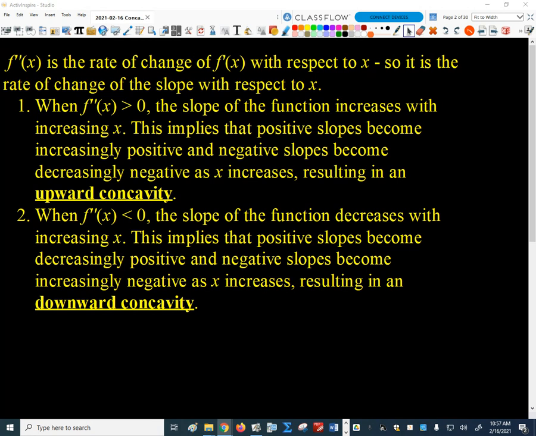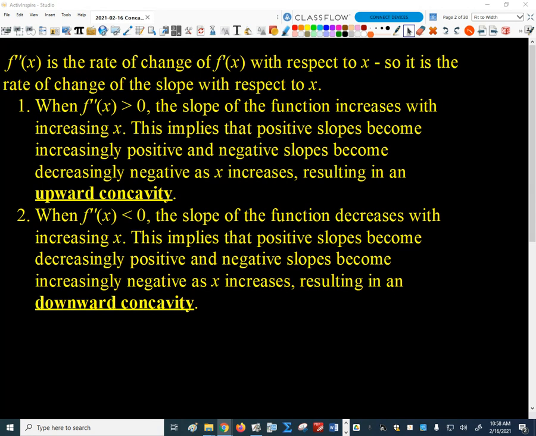Okay, so can you imagine then, if you had to think about that in terms of a descriptive word, how could we describe the function there? We could call that an upward concavity. The function would tend to be curling upward in regions where the second derivative is positive.